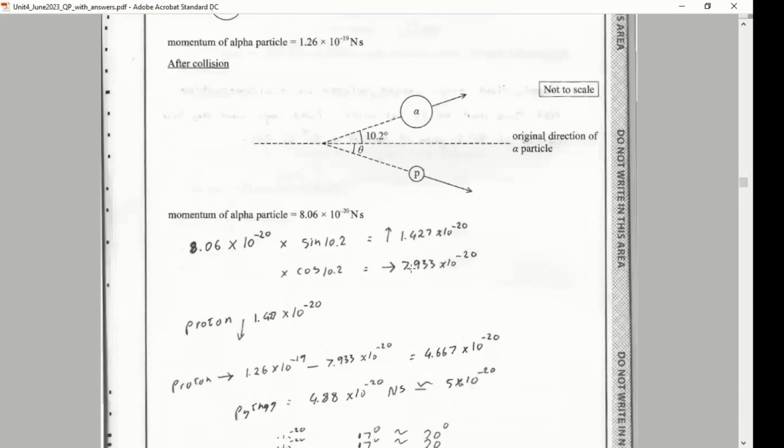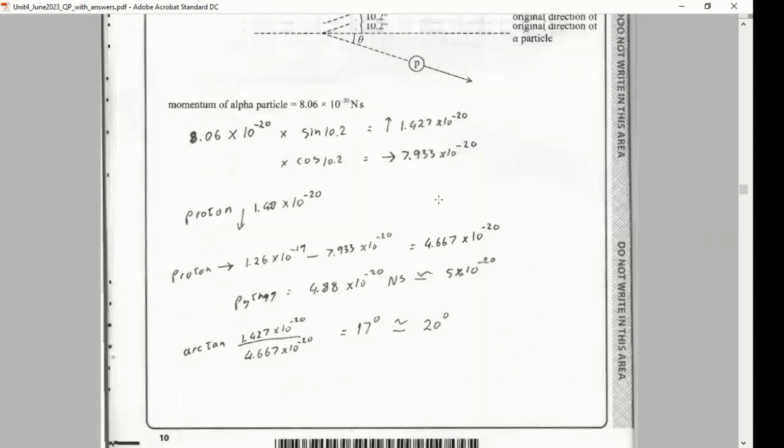We can do that. Let's go back and look at the question now. The question says, show that the momentum of the proton after the collision is about 5 times 10 to the minus 20 Newton seconds, and where theta is about 20 degrees.